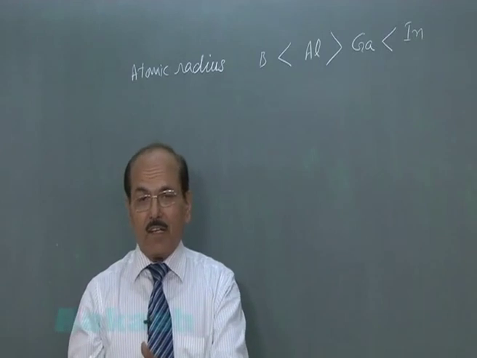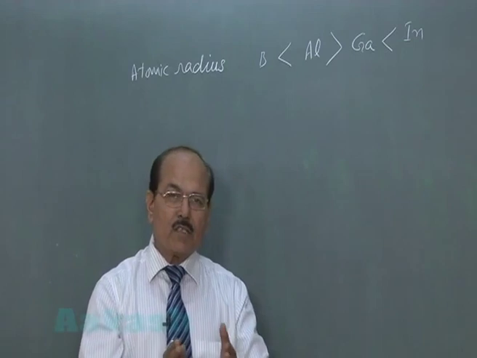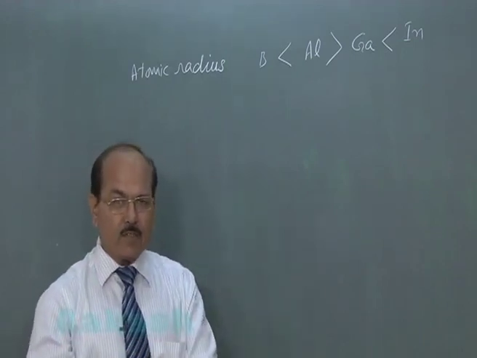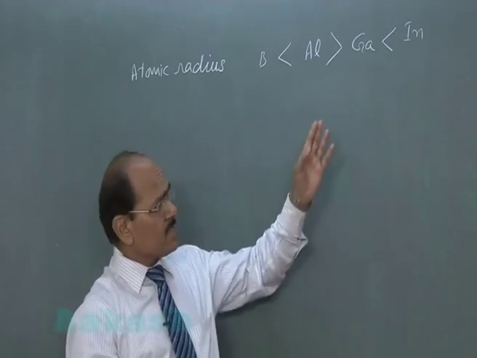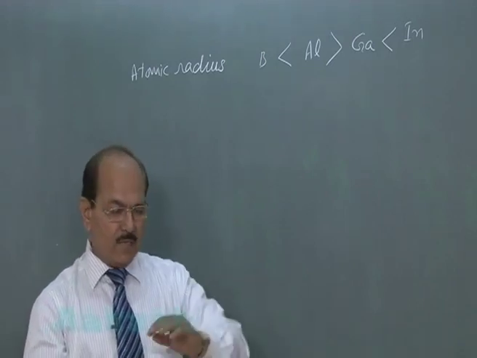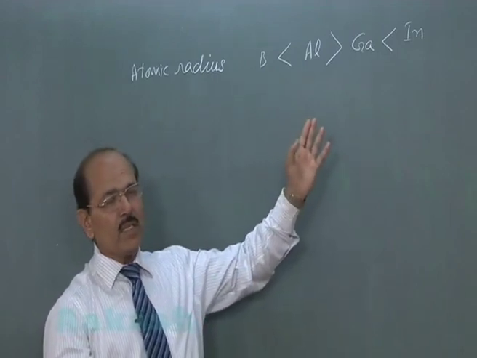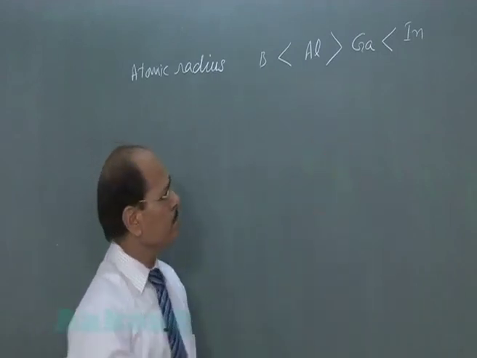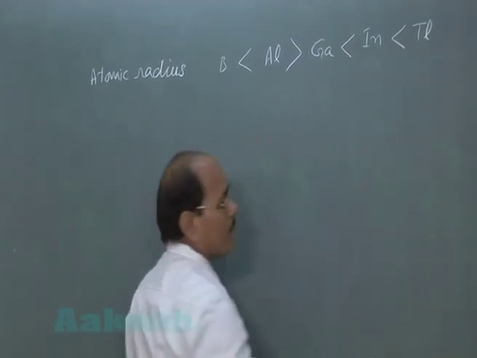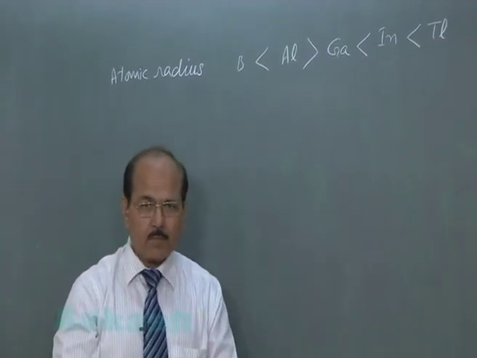The shielding of F electrons is ineffective. The shielding of D electrons is also ineffective. So, because of the ineffective shielding of D and F electrons, the size of thallium is marginally higher than the size of indium. In fact, there is no decrease in atomic radius. There is an increase in atomic radius, but the increase is marginal. So, that is how the atomic radius varies.